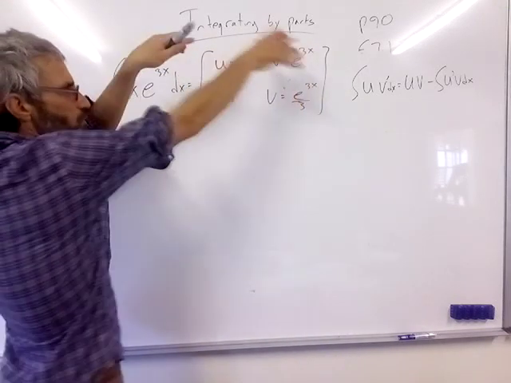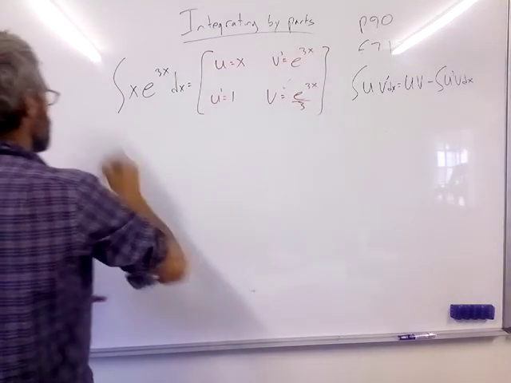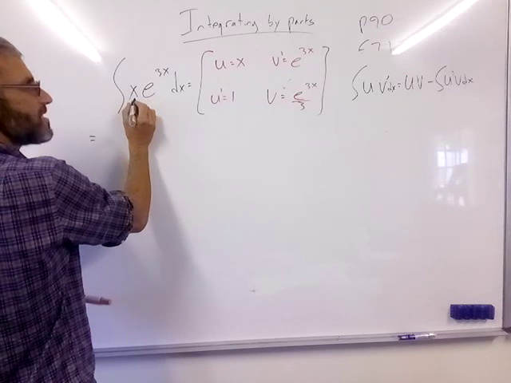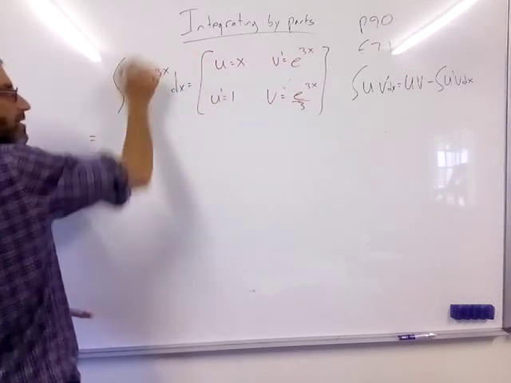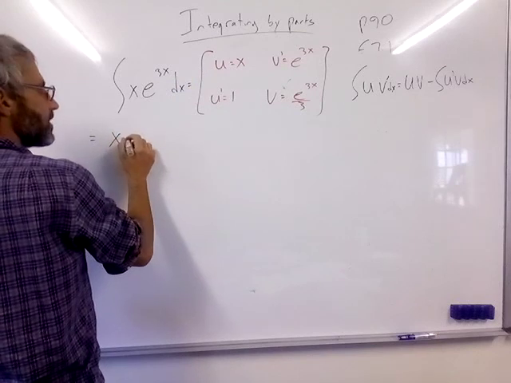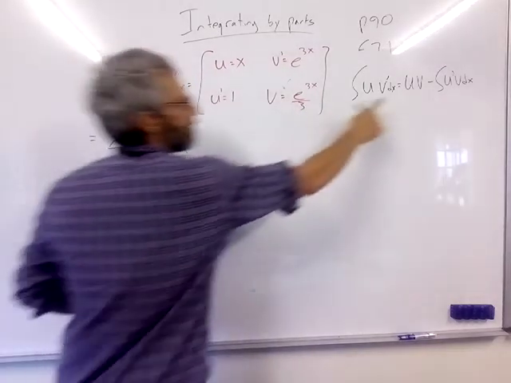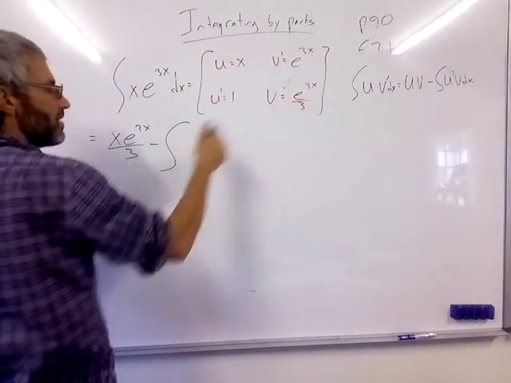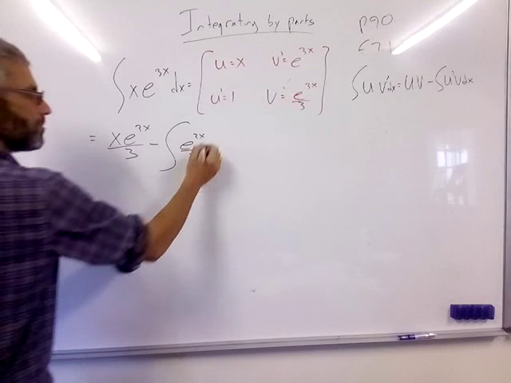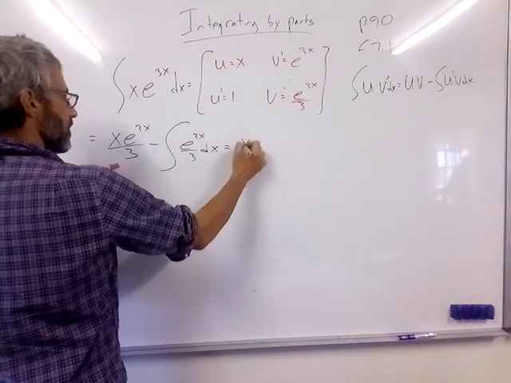Now, it's really good to see what your u and u prime are and all that sort of stuff. Then, if you don't mind, I'm just going to go straight there. So I'm going to write that this integral is equal to uv. What is uv? It's x times e^3x divided by 3, minus the integral of u prime v, e^3x over 3. I don't need to write the u prime because it's just 1. The first one is already finished.